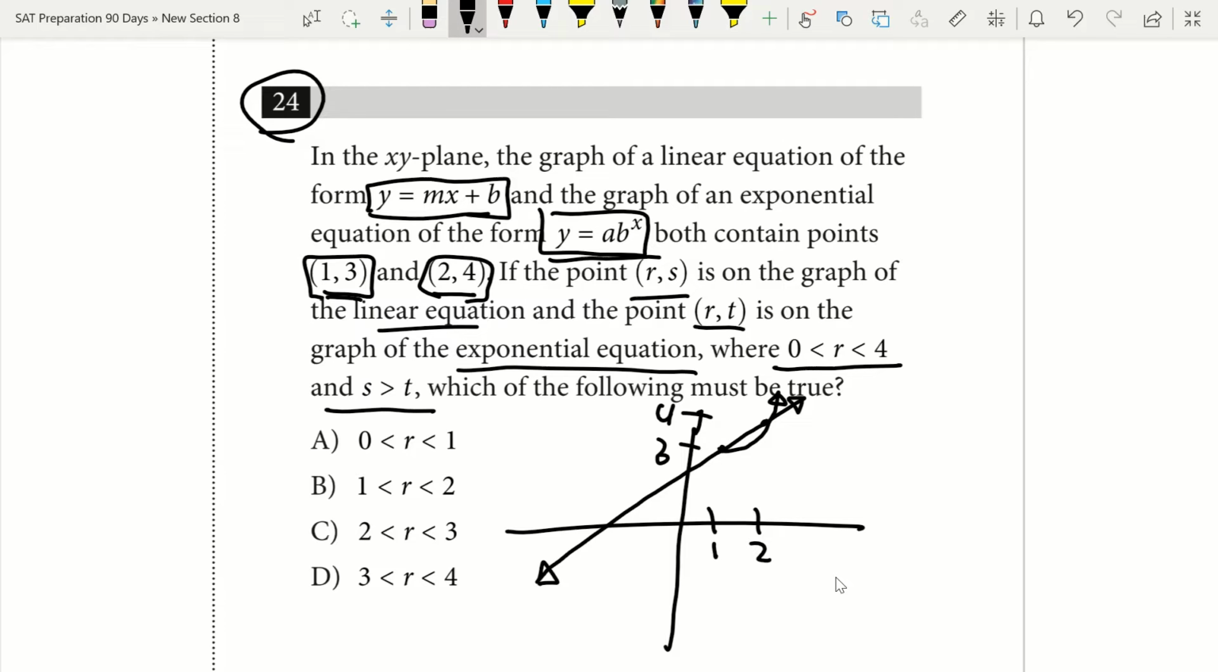Now, keep in mind, I have these points here. Each one has that same x value, and then they have different s and different t. So s is the one for the linear, t is the one for the exponential. Now I'm asked for where s is greater than t.